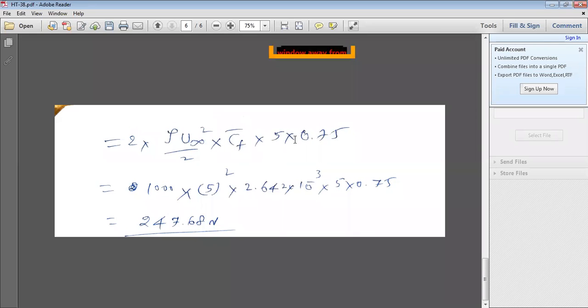Once we complete external flows by tomorrow, after that we'll go for internal flows. Okay?